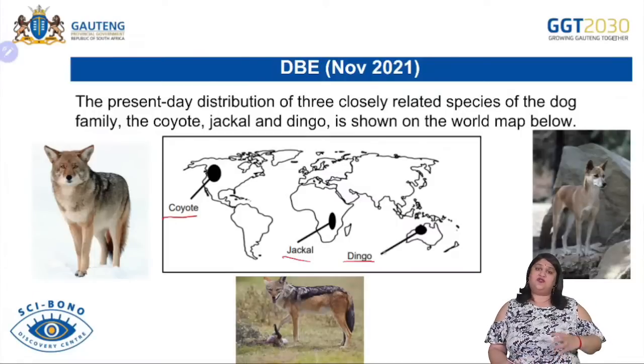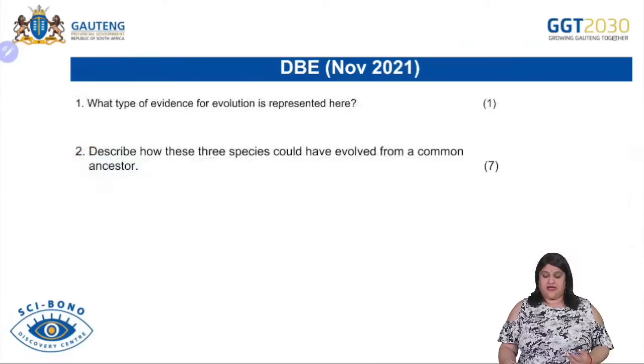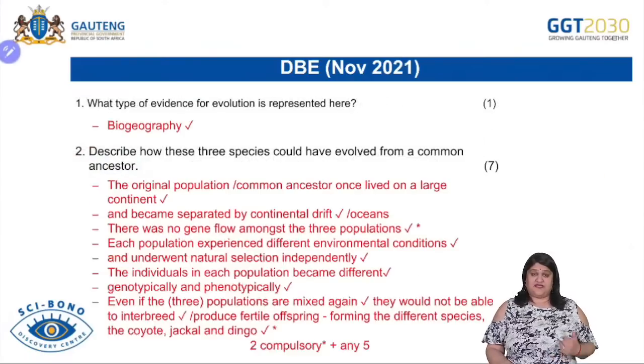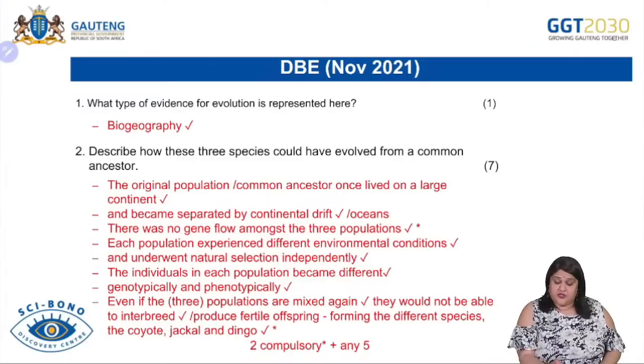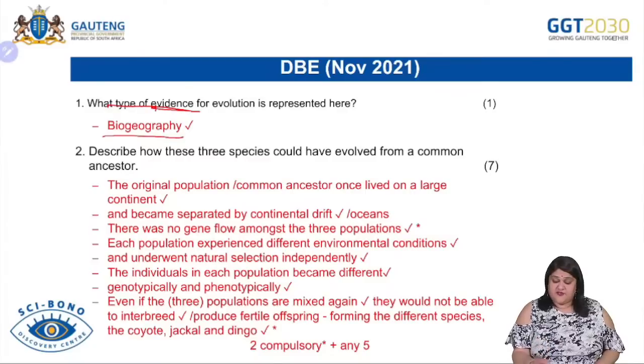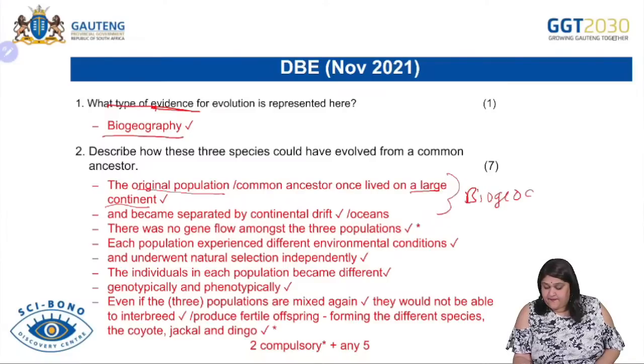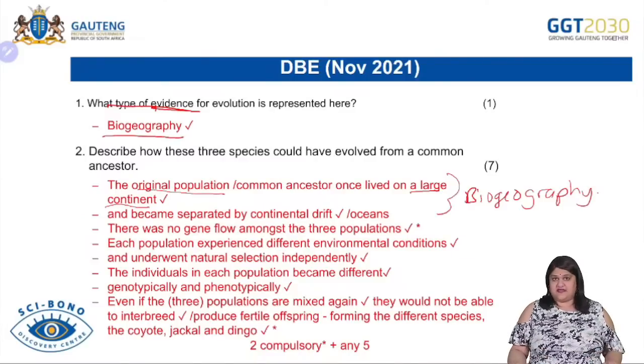So you need to know how to apply biogeography to speciation. How do we do that? Okay, I just want to show you what was different from what we previously did. Firstly, the type of evidence over here is biogeography. And when you have to describe speciation, you need to say that the original population once lived on a large continent. This is the part, these 2 points are linking to the biogeography. And then they became separated by the ocean or by continental drift.